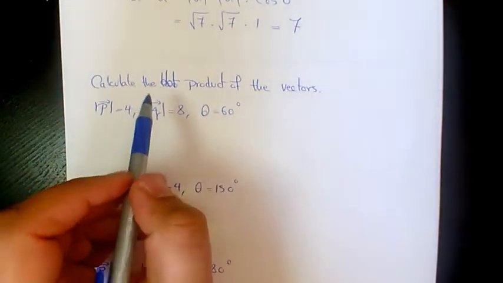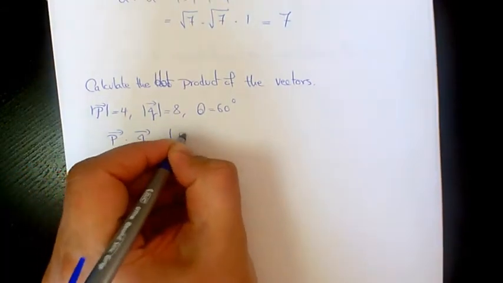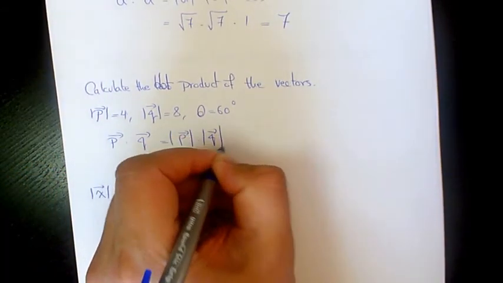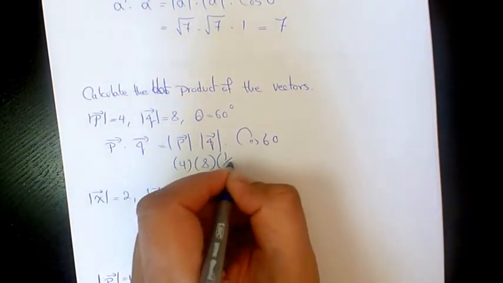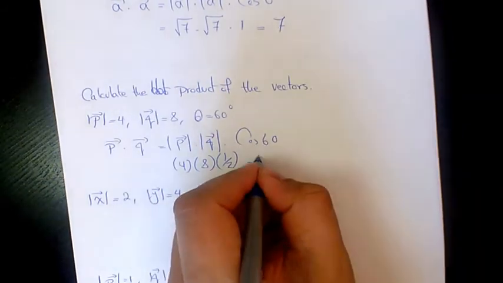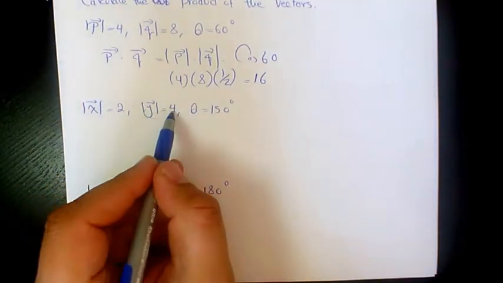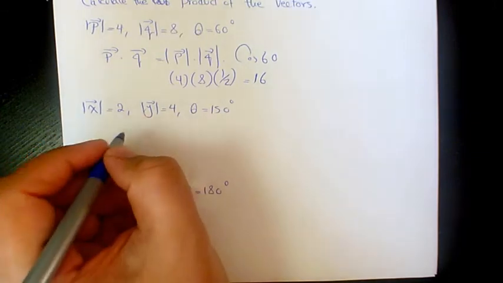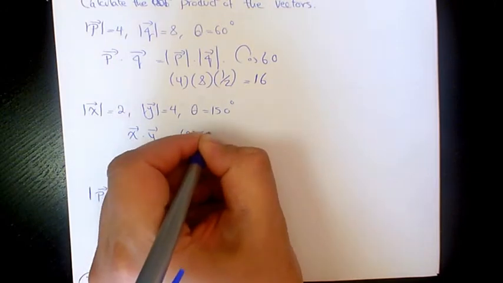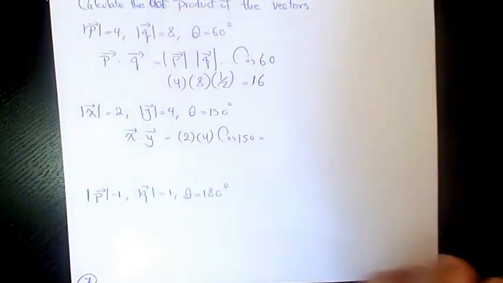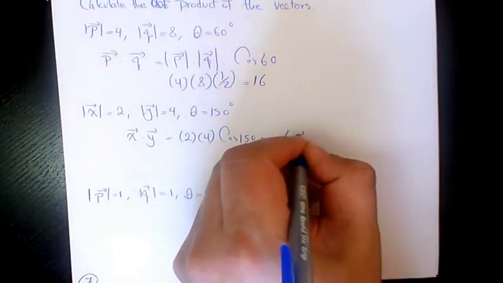Next one. Calculate the dot product of the vectors. It's going to be 4 times 8 times cosine 60, which is 1 over 2. Then we have 60. Next, the magnitude of x is 2, the magnitude of y is 4, and theta is 150. So the dot product of x and y is going to be 2 times 4 times cosine 150, which is negative 6.9.